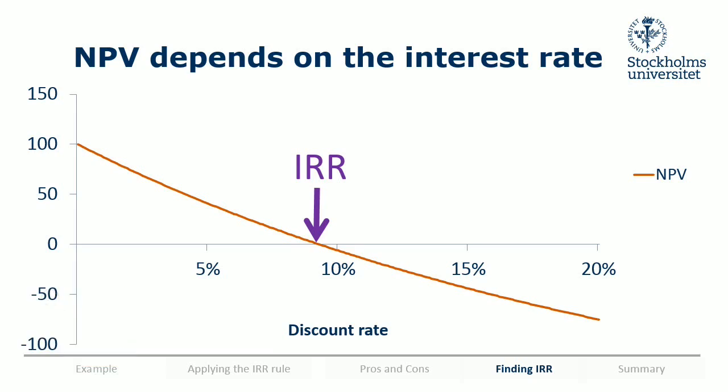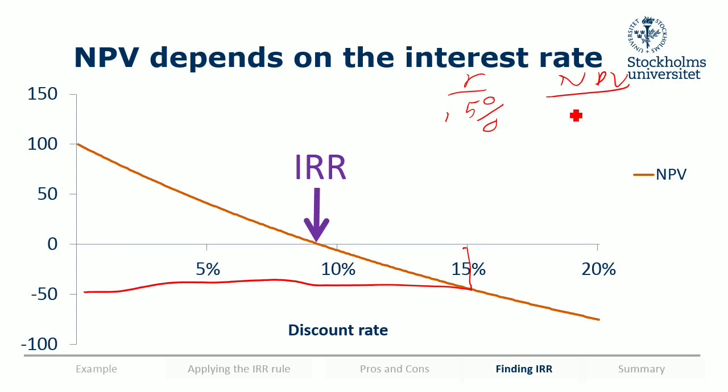Okay, so we're going to start at 15%. What happens then? Well, we guess at 15%, so that was our guess. And we find that NPV is negative, so it's less than 0. What does that mean? Well, it means that the IRR must be to the left. So we should guess on a smaller interest rate.